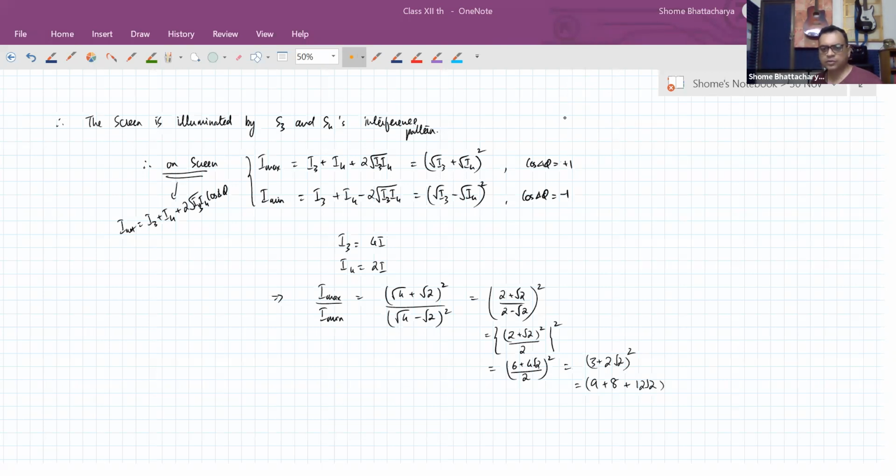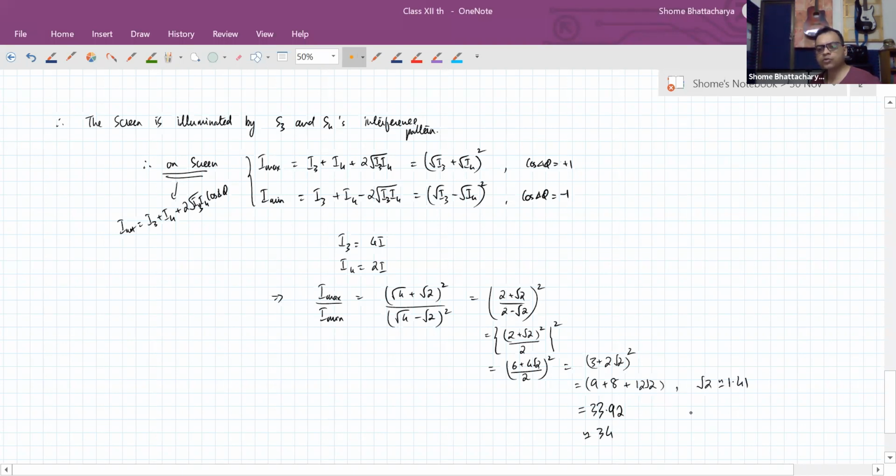Yeah, so they've done a bit of approximation. This will come out to be 33.92. So they've approximated and given the answer 34. If you take root 2 as approximately 1.41, you will come to this conclusion. Okay, Aditya, so a bit of approximation is done in the answer.